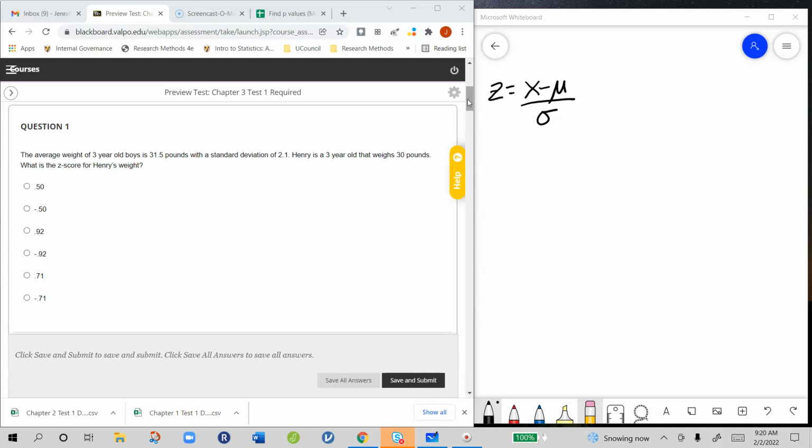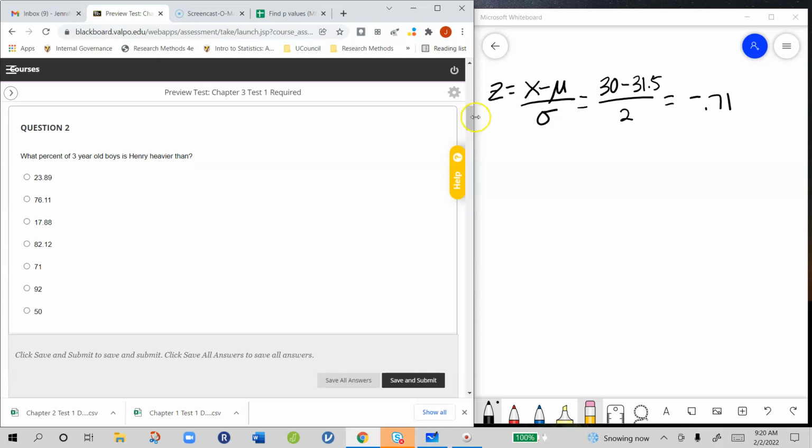So for Henry, our z-score is equal to the score, x, minus the mean, divided by the standard deviation. So Henry has a weight of 30, and we can subtract 31.5, the population mean, and divide by the standard deviation. Noting here that our numerator is 30 minus 31.5, which is negative. We're going to have a negative z because Henry's below the mean. If we compute that, we find a negative 0.71. So Henry's z-score is negative 0.71, indicating that he is 0.71 standard deviations below the mean.